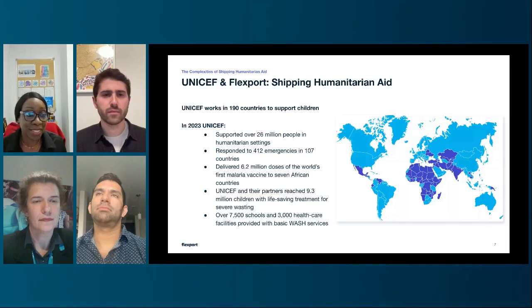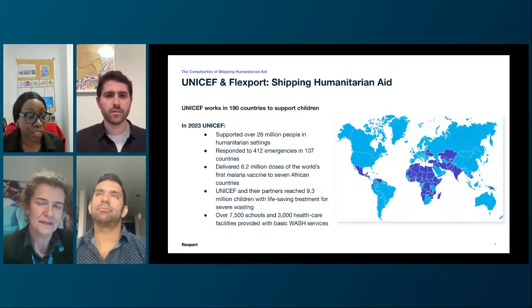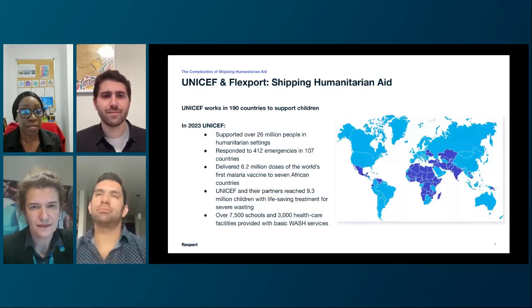In this regard, of course, the in-kind freight donations that we have received from Flexport have been invaluable. And really, on behalf of the children in the Middle East and North Africa and globally, we take this opportunity to extend our appreciation to you at Flexport for the support. You are helping us to save lives.